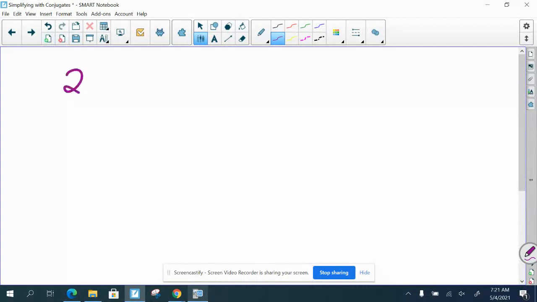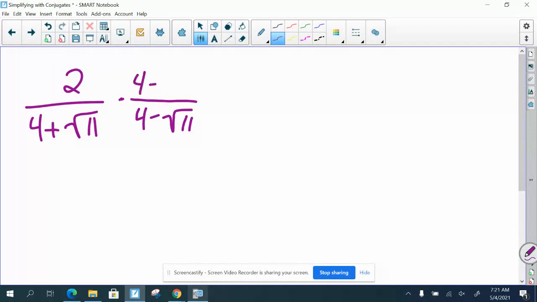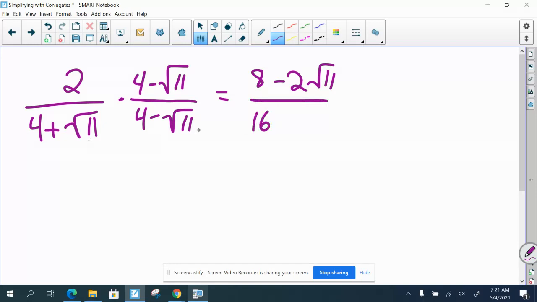So we'll do 2 over 4 plus square root 11. So here I would multiply by the conjugate if it's something like this. So I'm going to multiply both top and bottom by 4 minus square root of 11. So here I'll distribute. So this would be 8 minus 2 square root of 11. And then here I'm going to FOIL. So I'm going to have 16. Outer and inner terms cancel.